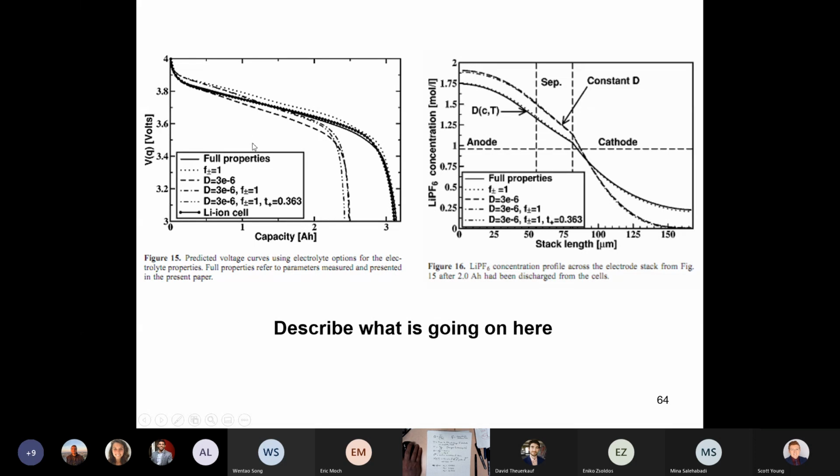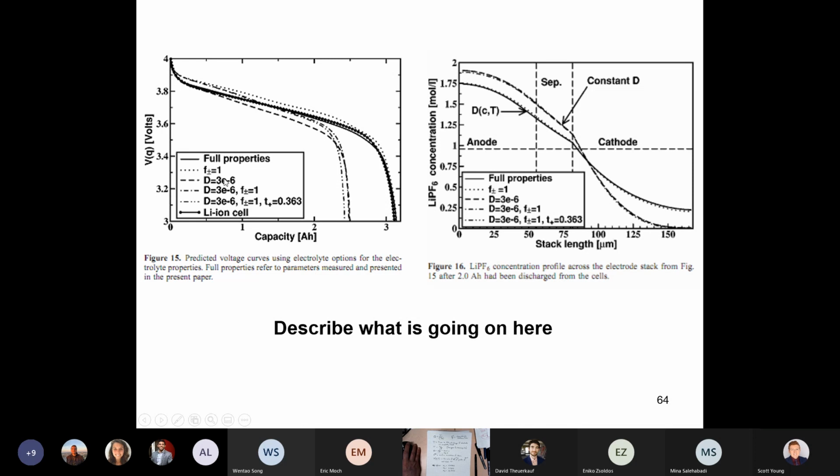So let's try to figure out what's going on here, okay? So this is for a LiMn2O4 graphite lithium-ion cell. So it's a spinel lithium-ion cell. And what he was trying to do is calculate what the voltage versus capacity curve would look like under conditions of a fairly large discharge current. I don't remember what it was.